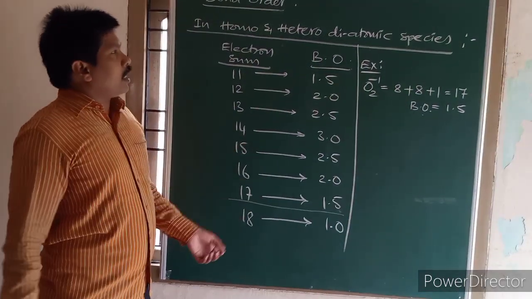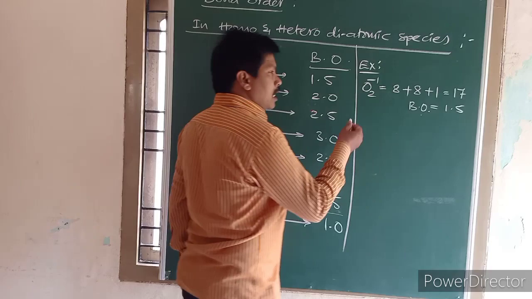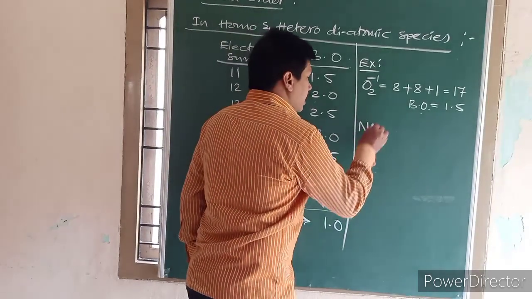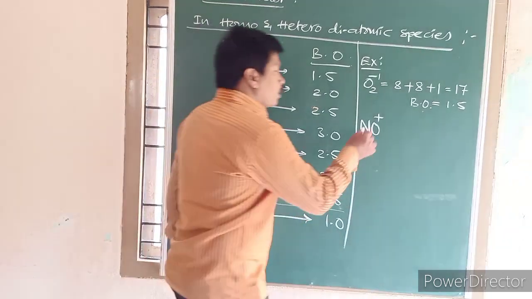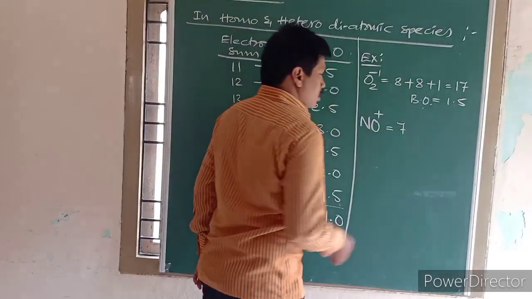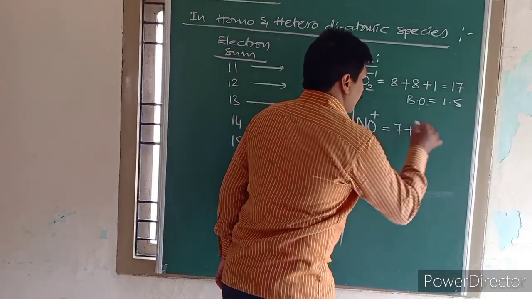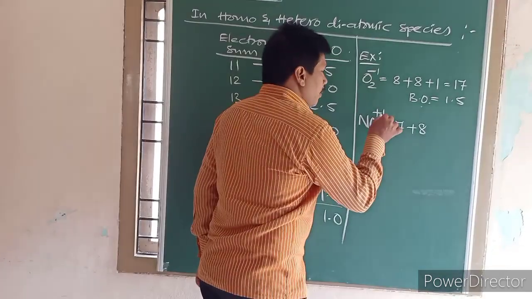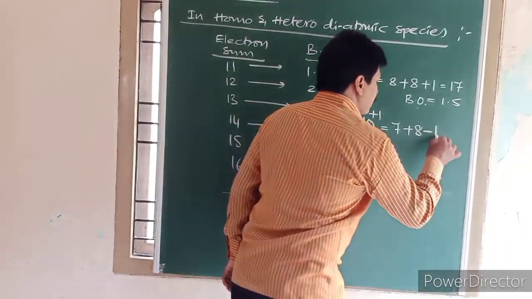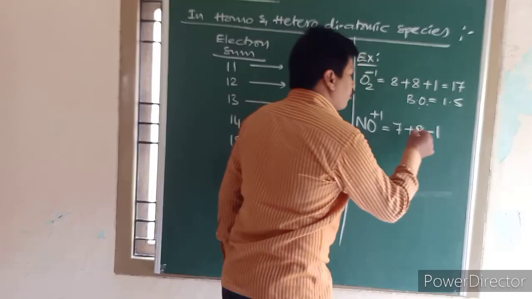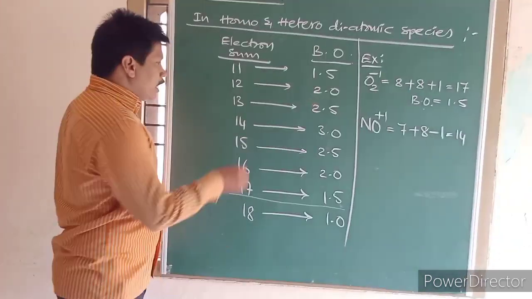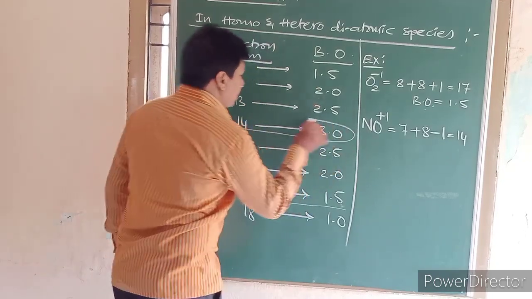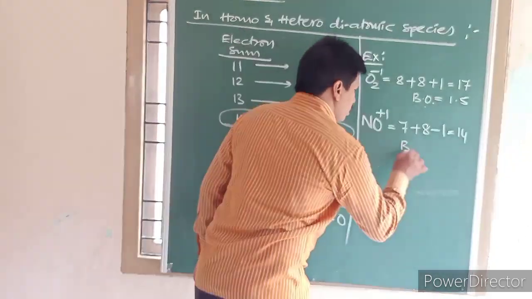And in heterodiatomic species also, observe here, in NO plus. Nitrogen contains 7 electrons, oxygen contains 8 electrons, plus 1 means it loses 1 electron, and here 15 minus 1 is equal to 14 electrons. 14 means its bond order becomes equal to 3.